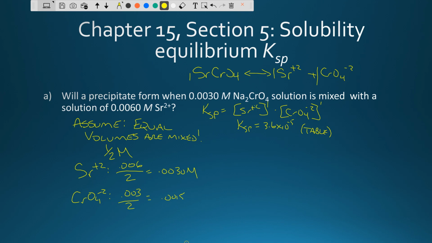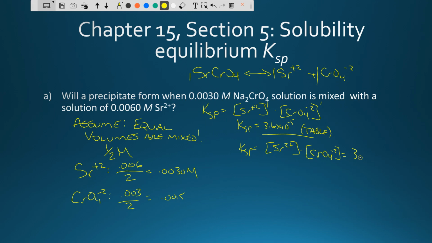Okay, so really I can look up this value from the table, but when I do my Q, I'm going to be taking a look at this. I see that my KSP is going to equal my strontium times my chromate.